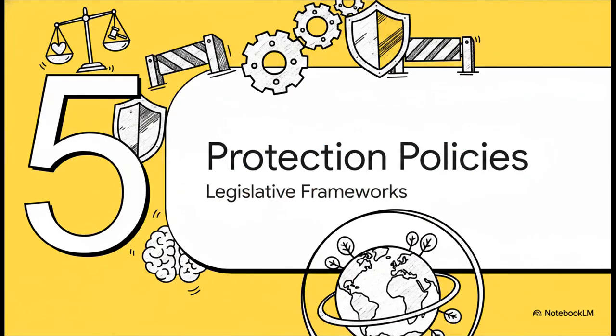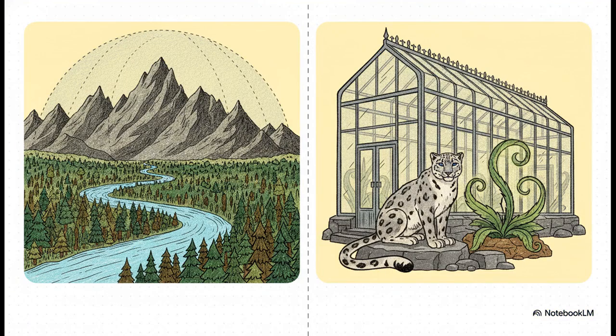All right, Section 5, Policies for Protection. Armed with a better ethical framework, how do governments actually protect things? When it comes to biodiversity, examiners love testing this specific distinction. In situ conservation means protecting species directly on site, right in their natural wild habitats, like national parks. Ex situ conservation is off-site, maintaining species artificially in zoos, botanical gardens, or seed banks as a last resort.